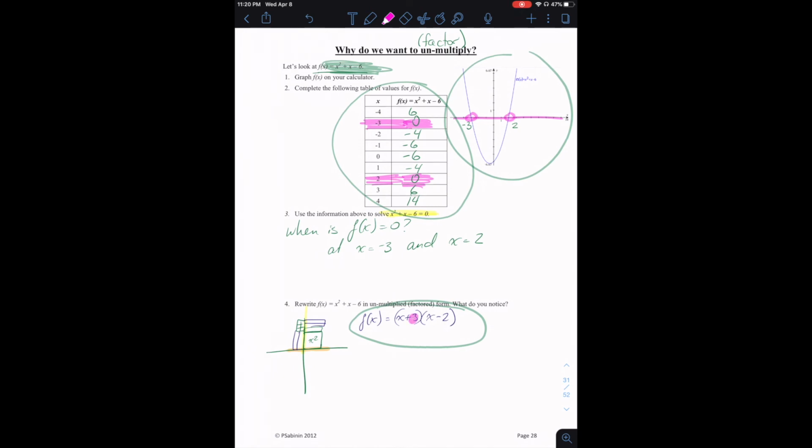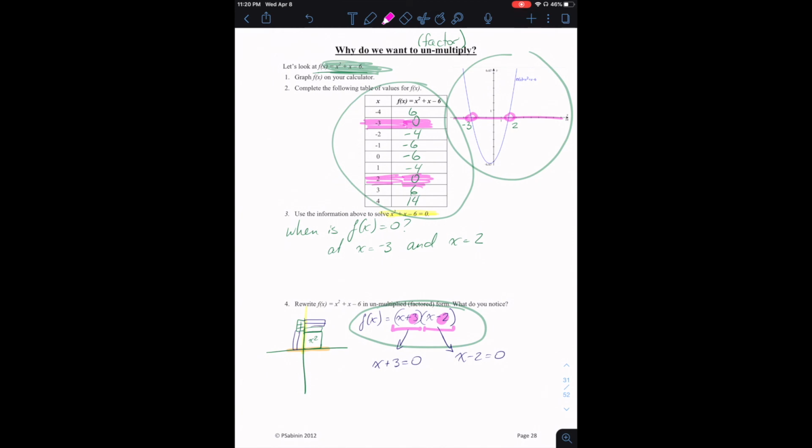Well, notice we have these 2 numbers here. Now, what happens when x is -3? If x is -3, this term becomes 0. If you substitute in -3, this first term becomes 0. If x is 2, the x minus 2 becomes 0. So that's really interesting that in factored form, the x-intercepts, or where the value of the function is 0, happens when either one of these terms is 0.